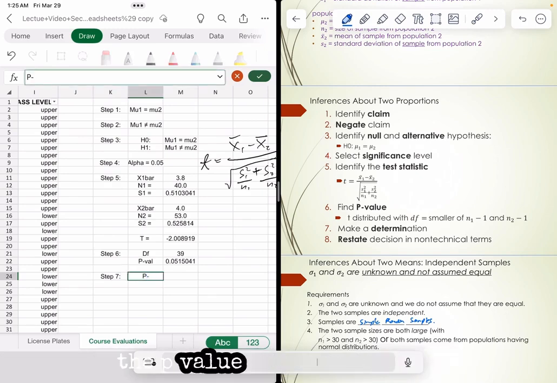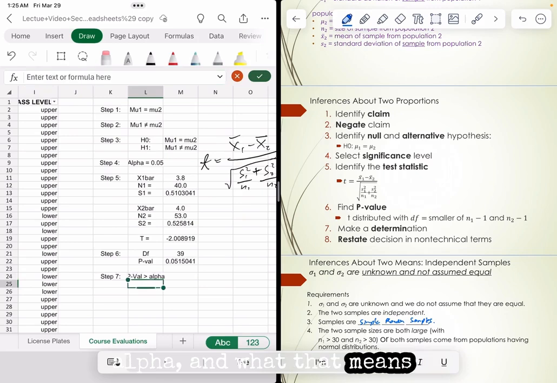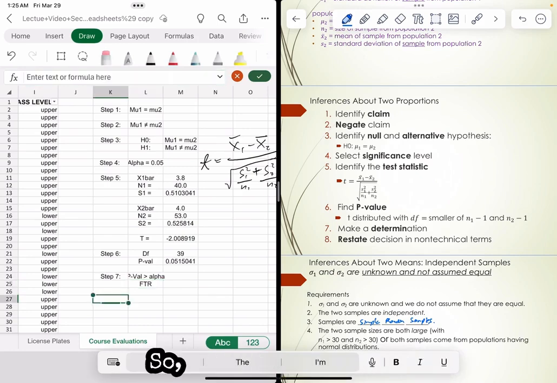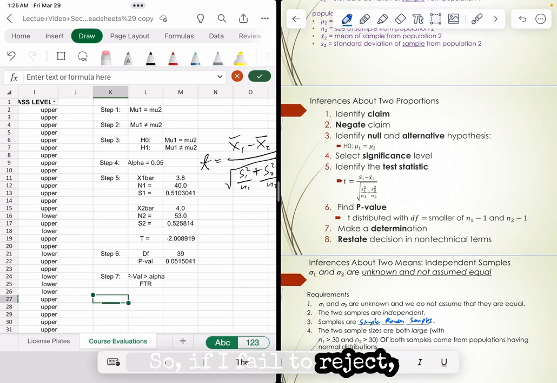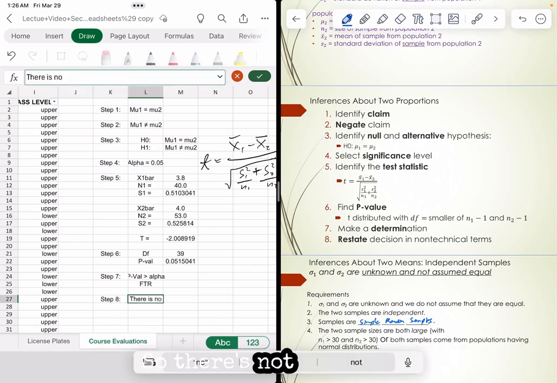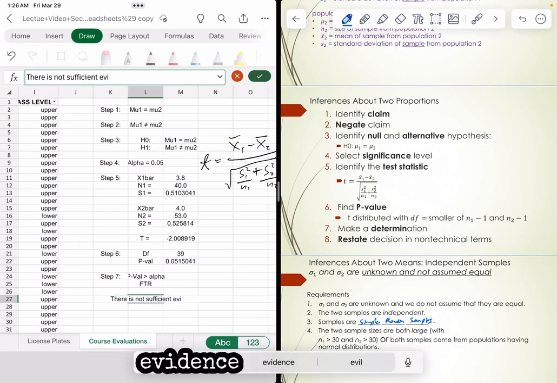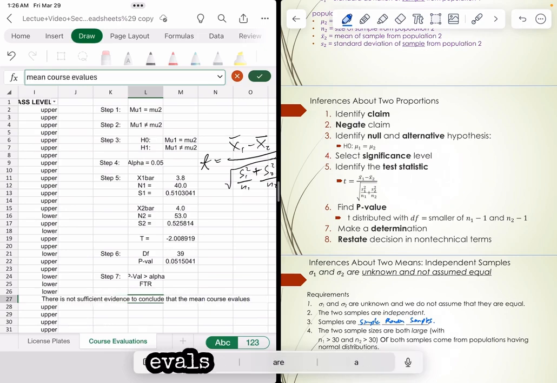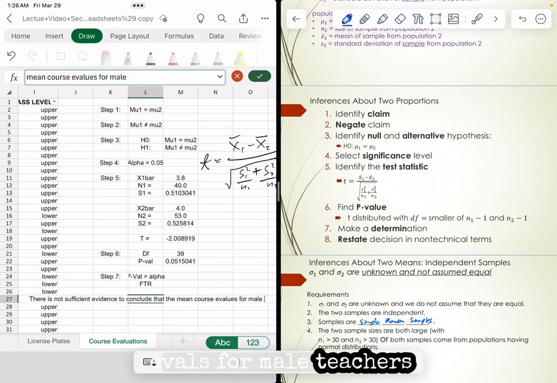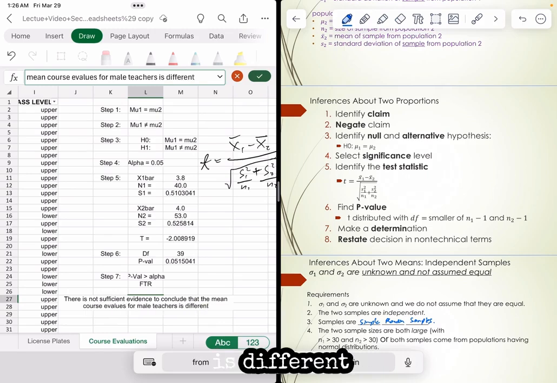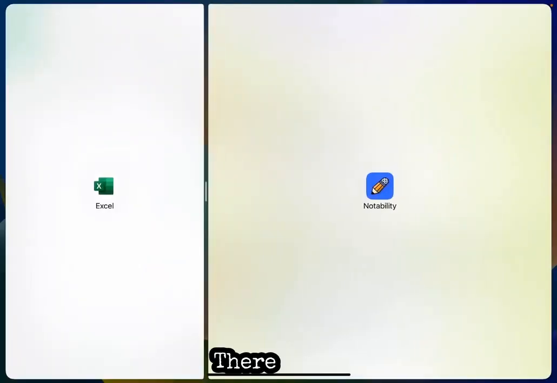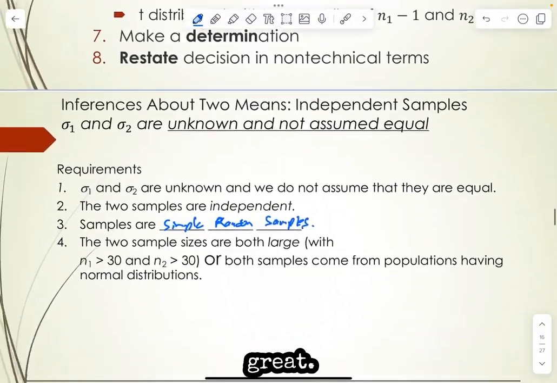The p-value is bigger than my alpha. And what that means is I'm going to fail to reject. Fail to reject. So, if I fail to reject, I don't get the evidence. So there's not sufficient evidence that the mean evals for male teachers is different from that of female teachers. There we go. All right. Great. So we did it.